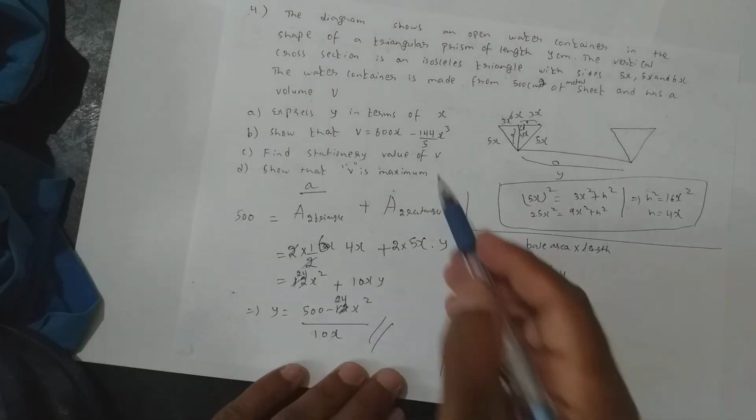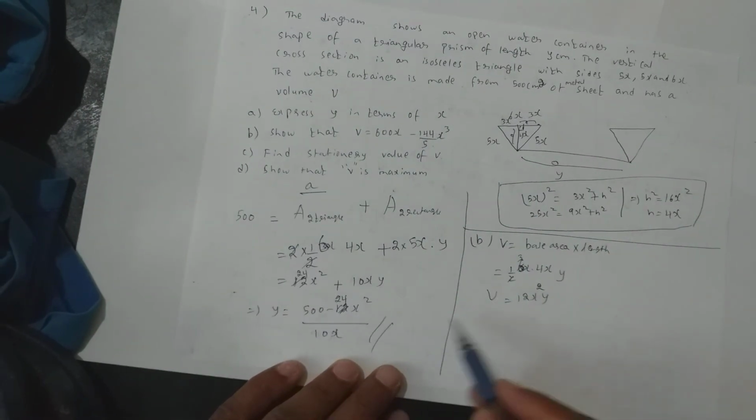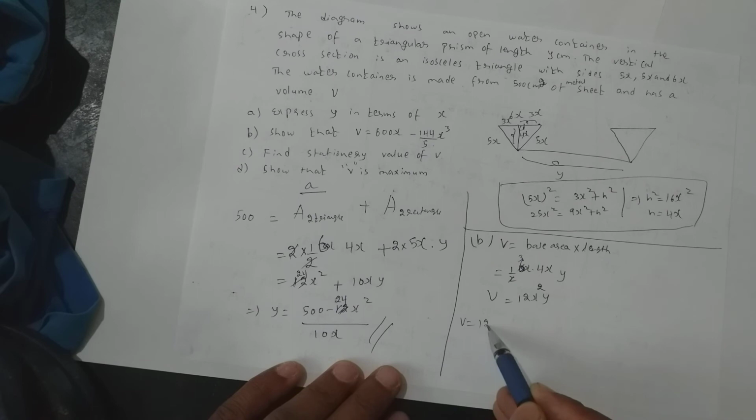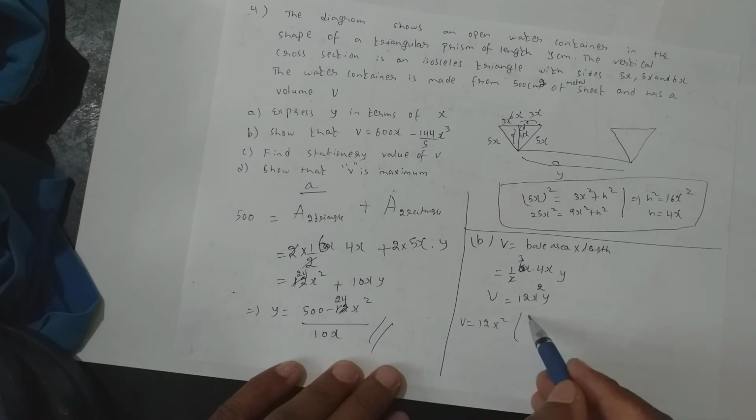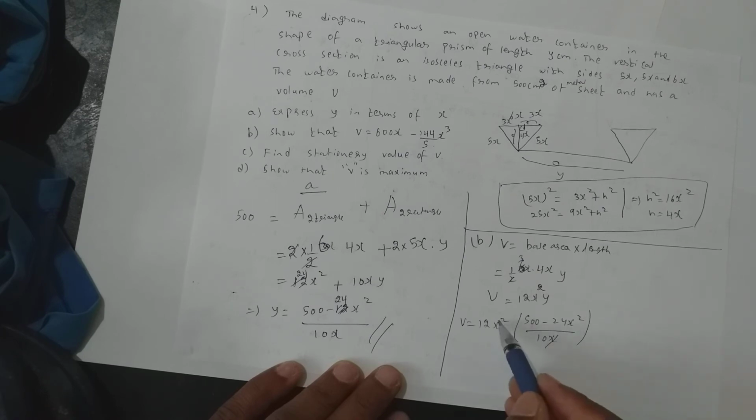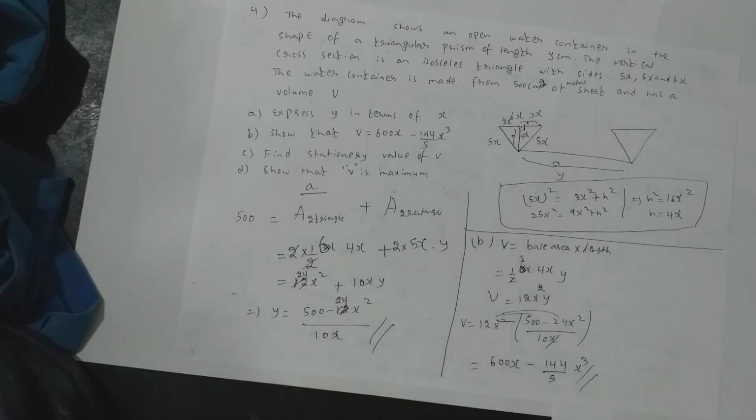Now he doesn't have y, so I need to replace y from here. So V equals 12x square into 500 minus 24x square by 10x. X and x get cancelled. So multiplying and dividing by 10 will result in 600x minus 144 by 5 x cube. This is what he is asking us to show.